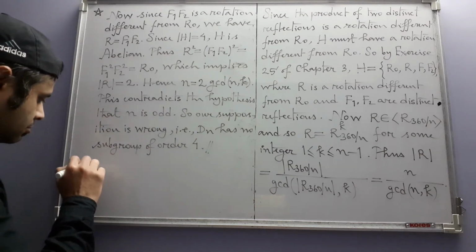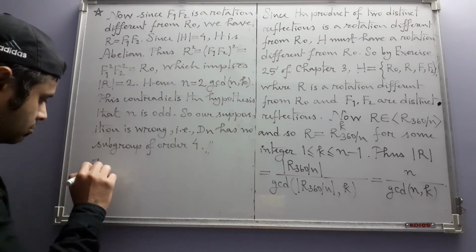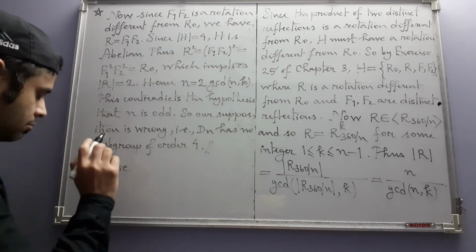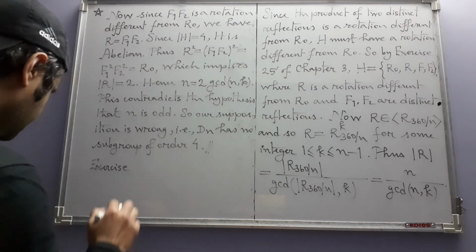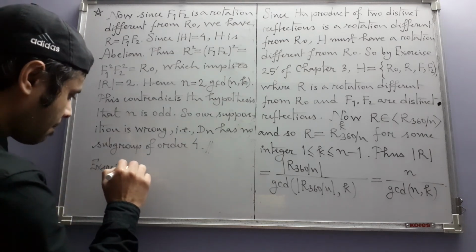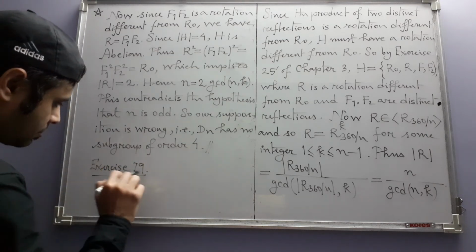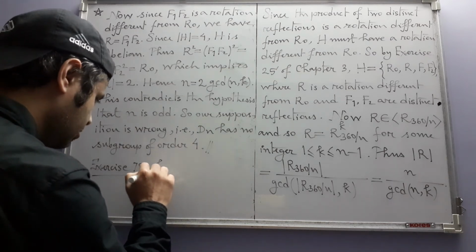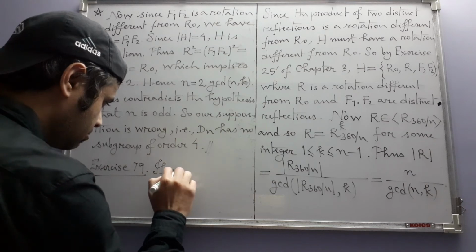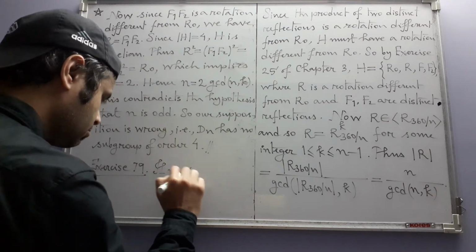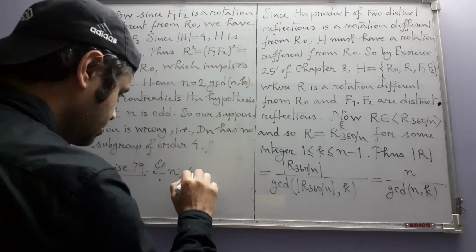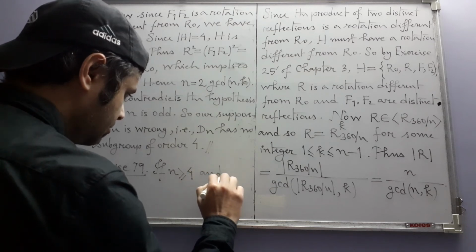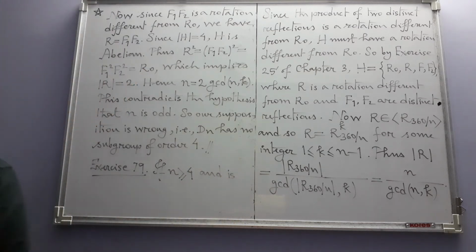Then exercise 79. If n is greater than or equal to 4 and is even, okay, this time n is even, I need ink.